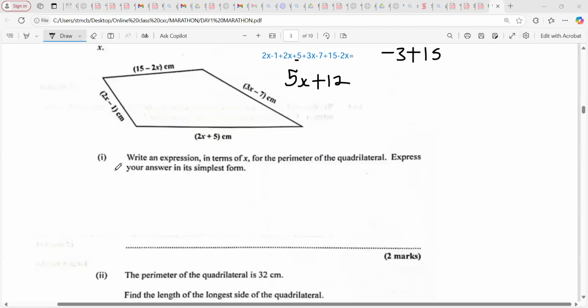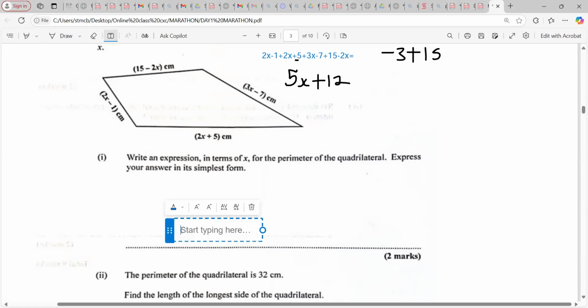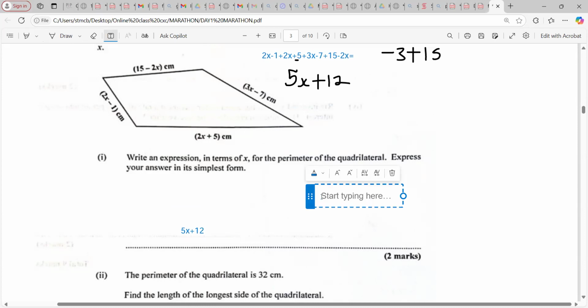Alright, so they say write the expression. So we should actually write the expression here. That came to 5x plus 12. So this is the perimeter, right? And then they further went on and said the perimeter of the quadrilateral is 32. So that means we have 5x plus 12, they told us it's 32, so this must equal 32.